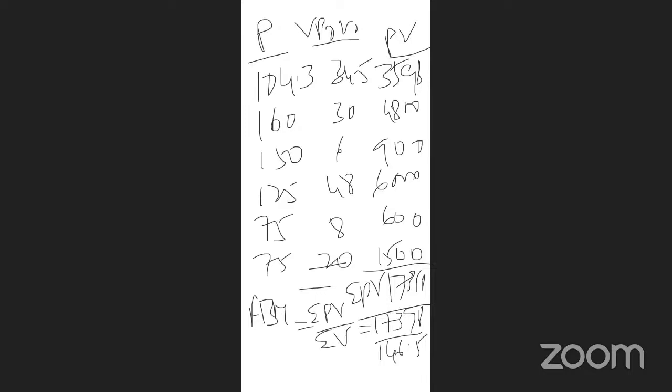173.98 divided by 146.5, you are getting the same answer as 118.8. Same answer is same. Whatever the method you are working out, the answer will be the same. Only the procedure and formula differ. This is one way, which we call the arithmetic mean method.